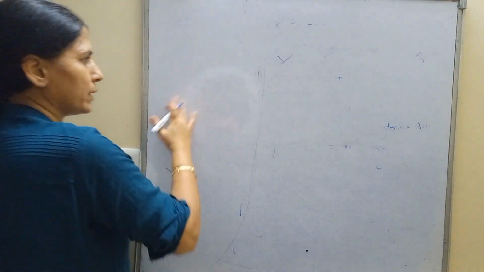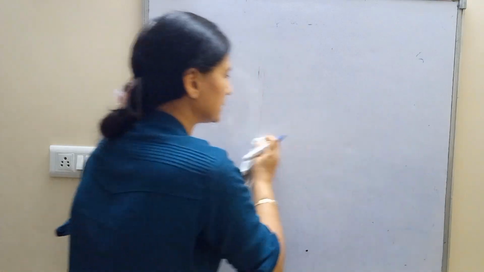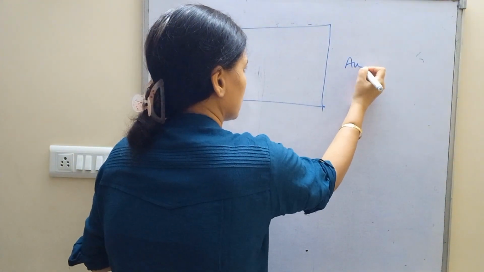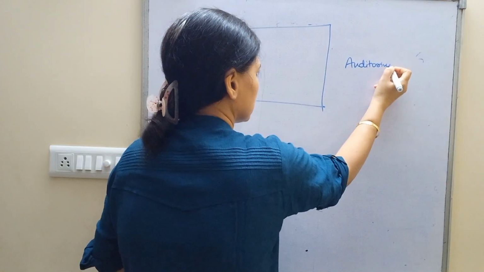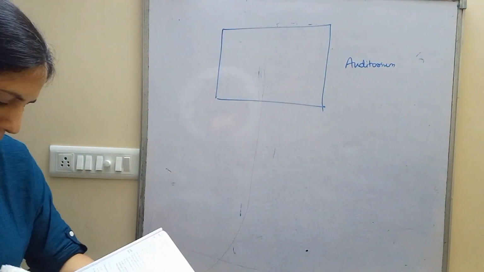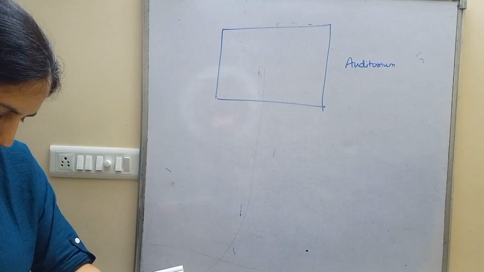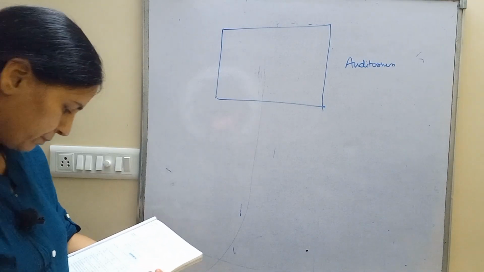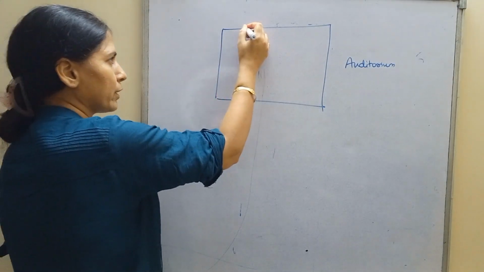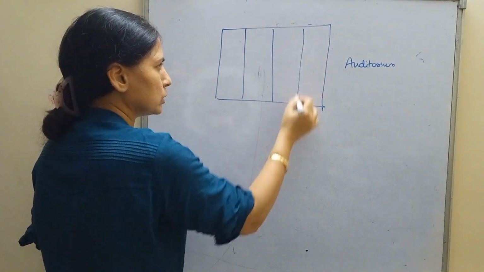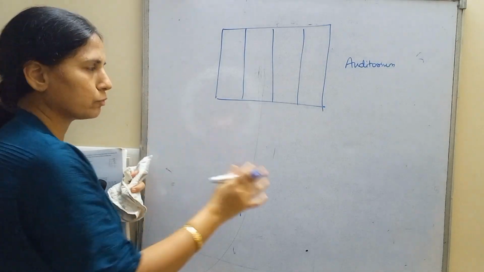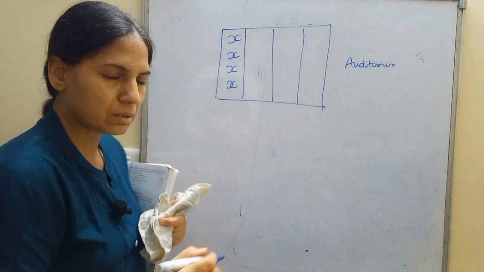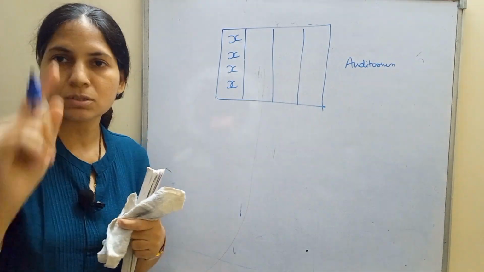Now my dear students, see, this is an auditorium. Imagine this as an auditorium. Auditorium is nothing but a hall. Now, if there is a hall, the number of rows is equal to the number of chairs in each row. See, for example, if there are 4 rows, then there are 4 chairs in one row. That means it is in a square shape kind of.